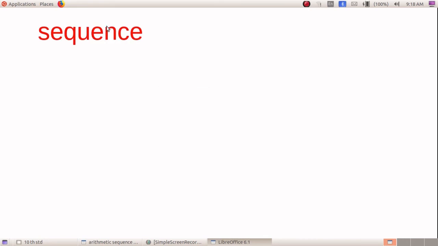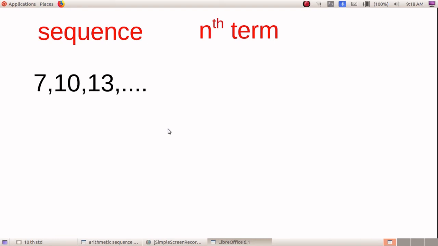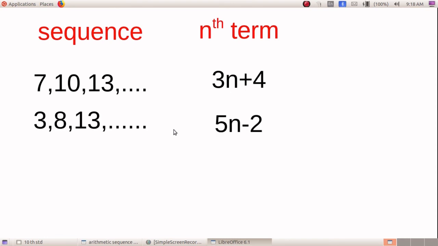Okay, here the sequences are written at this side and their nth terms are written at this side. First of all, the sequence was 7, 10, 13, etc., and its nth term is 3n plus 4. Now the other one was 3, 8, 13, like that. Its nth term is obtained as 5n minus 2.